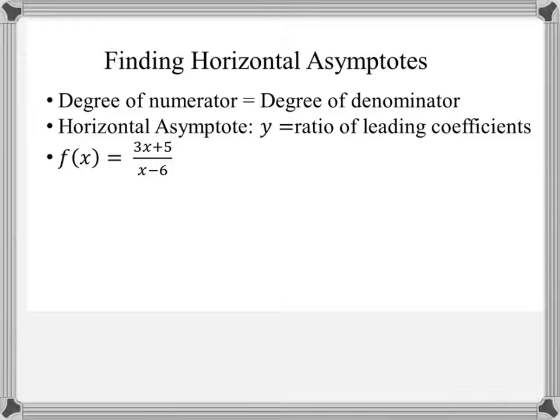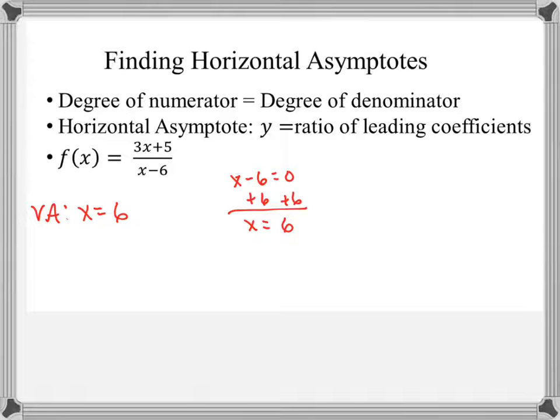Okay, so now let's look at another case for horizontal asymptotes. We could have the case where the degree of the numerator equals the degree of the denominator. When that's the case, the horizontal asymptote is y equals the ratio of the leading coefficients. So let's look at f of x equals 3x plus 5 over x minus 6. Nothing can be factored here. Let's find our vertical asymptote by setting the denominator equal to 0. Add 6 to both sides, we get x equals 6. And that is the equation of the vertical asymptote.